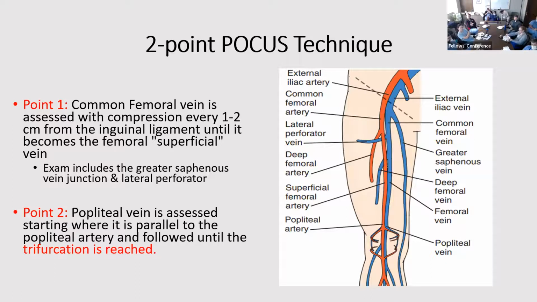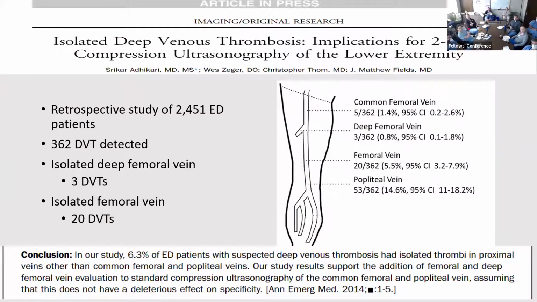So the question that comes up in my mind: how many clots are we missing in the deep femoral and femoral vein? Evan, we're leaning a lot on our emergency medicine colleagues, so we have to tip our hat to you because they actually took a look at this. In 2014, Annals of Emergency Medicine, they looked at isolated deep venous thrombosis and implications for the 2-point exam. They had 2,400 ED patients, they found 362 DVTs, and they found 23 that were isolated to either the deep femoral or femoral vein. So you're going to miss that on your 2-point exam.